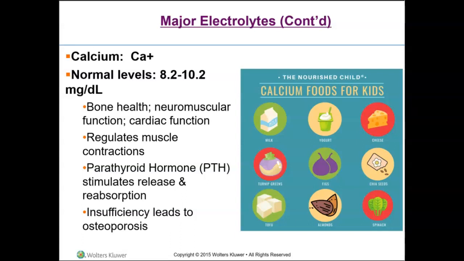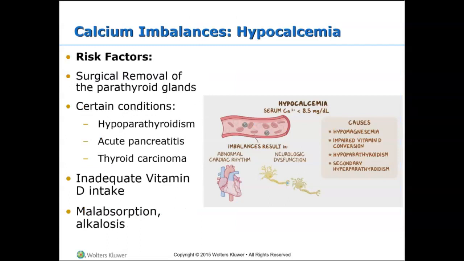Most Americans do not consume enough calcium daily from their diet, okay? It's a problem. And again, the normal serum calcium levels should be anywhere from about 8.2 to about 10.2, okay? When thinking of calcium imbalances, I want you to think about bones, nerves, and muscle involvement. Let's go over the risk factors for low calcium or hypocalcemia.